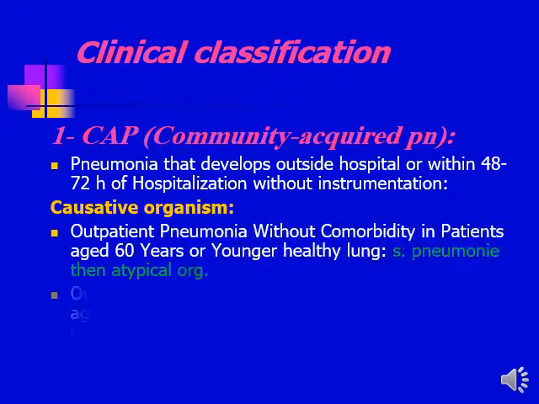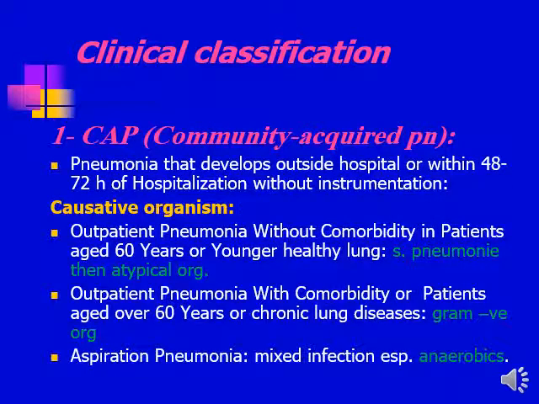The third classification is the clinical classification. I can classify the inflammation according to the site where I get my infection. If I get this infection from the community, which means outside the hospital, or within the first 72 hours of hospitalization. Why 72 hours? Because this is the incubation period of most of the organisms or agents, which means that I get my infection from the community.